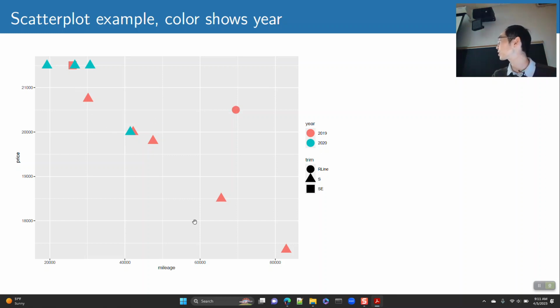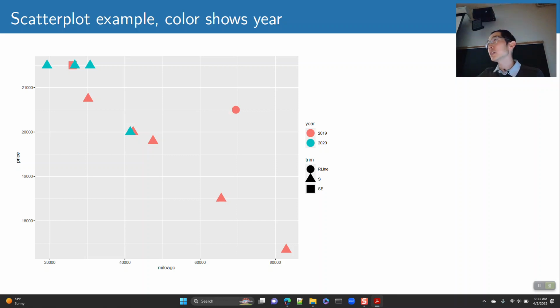It doesn't quite fit the rest of the pattern, right? The rest of these things follow almost a very straight line pattern of more mileage driven, the price is going down. And here's this one vehicle that has a relatively high number of mileage, but also a relatively high price here, okay? And this is basically the power of data visualization.